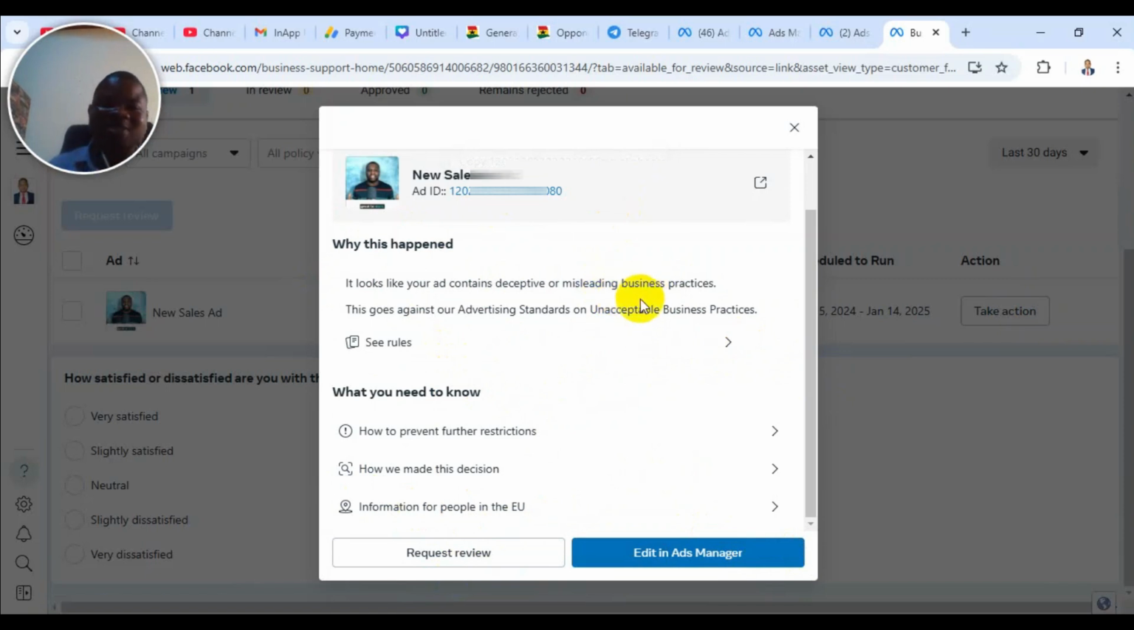But I tell you that it's a deception. They will not let any person review it. The system will still reject it again.